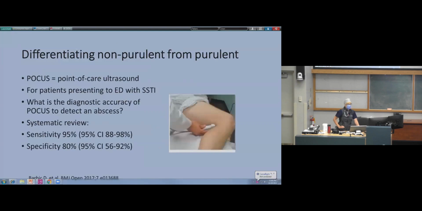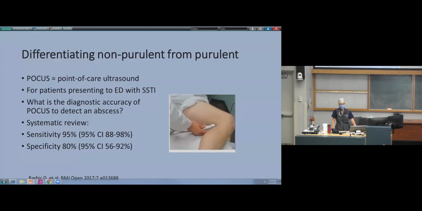Now, sometimes it's very obvious when you see a skin and soft tissue infection, whether it's purulent or non-purulent. There's like a big abscess. It's draining. It's obvious. But sometimes it's actually not obvious. And so you'll see that the emergency room doctors will sometimes do a point of care ultrasound for patients presenting to the emergency room with skin and soft tissue infection.